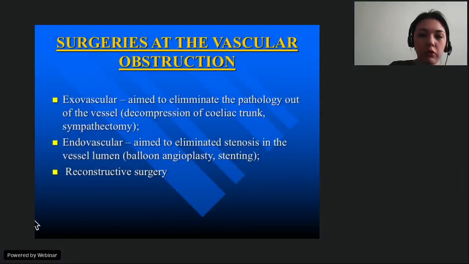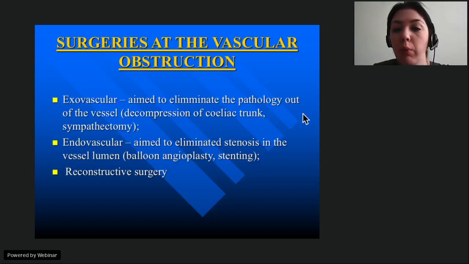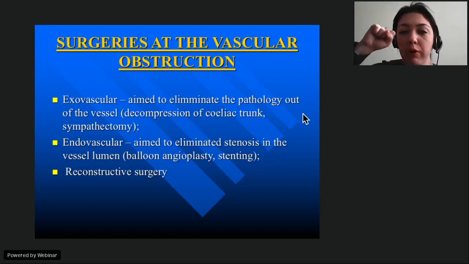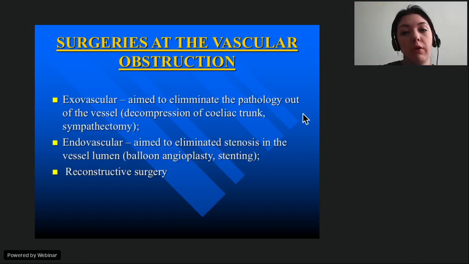So, surgeries for vascular obstruction. First of all, they are divided into exovascular, which are aimed to eliminate the pathology outside of the vessel, like decompression of the celiac trunk, sympathectomy. So if vascular obstruction is caused by a tumor, for example, that is outside of the vessel, certainly we shouldn't do something inside. We should just remove this tumor. And endovascular, which are aimed to eliminate stenosis, narrowing, yes, in the vessel lumen. It is balloon angioplasty, stenting, and so on.